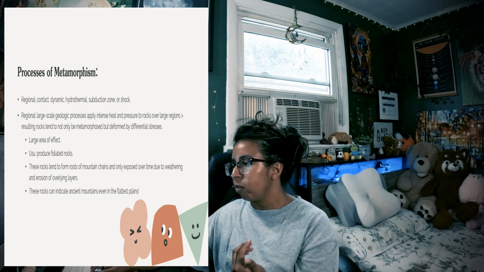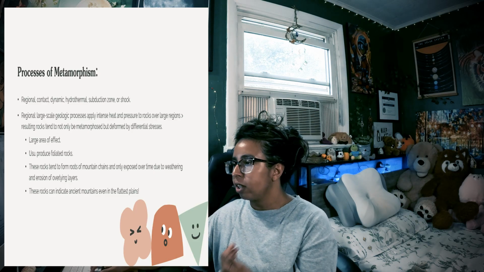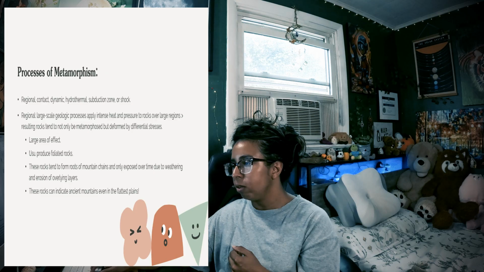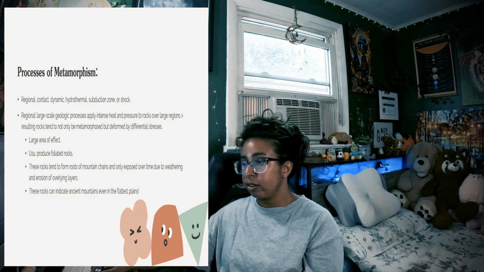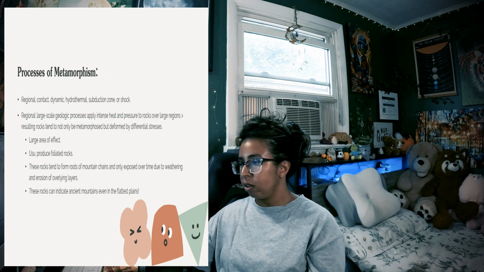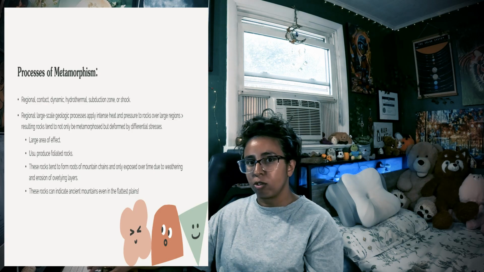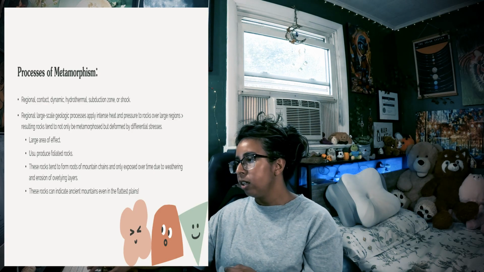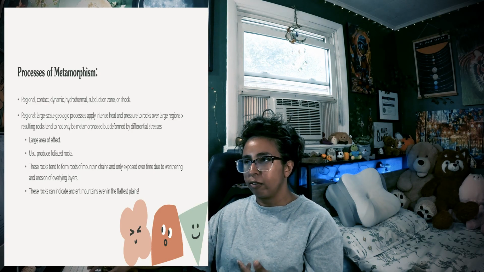So regional metamorphism is pretty simple. It's caused by large-scale geologic processes, like mountain building, for example. It does involve intense pressure and heat, both play a role in this, and obviously differential stress, but that has to do with pressure. Usually this happens along convergent boundaries.